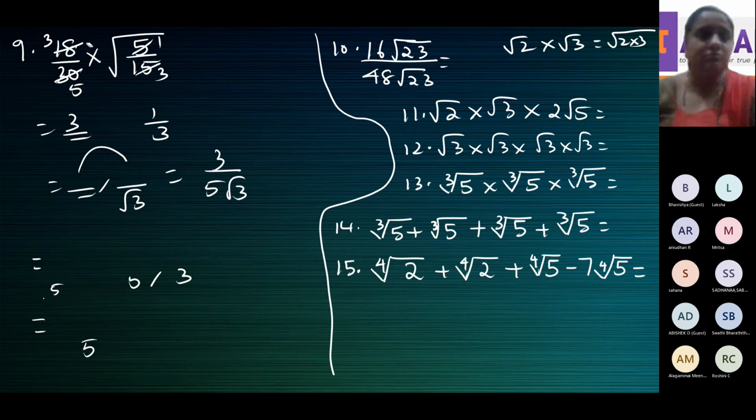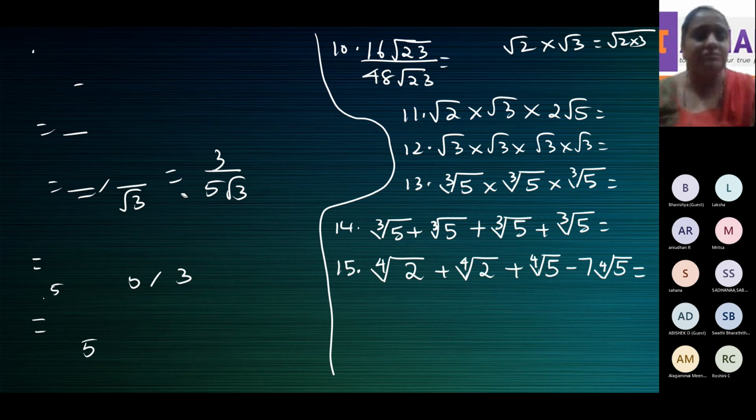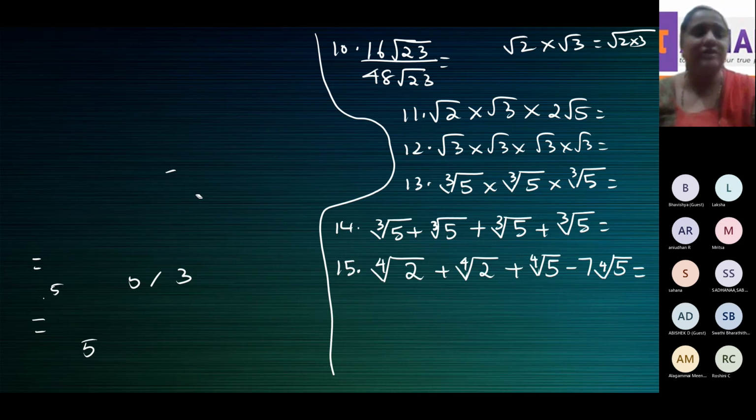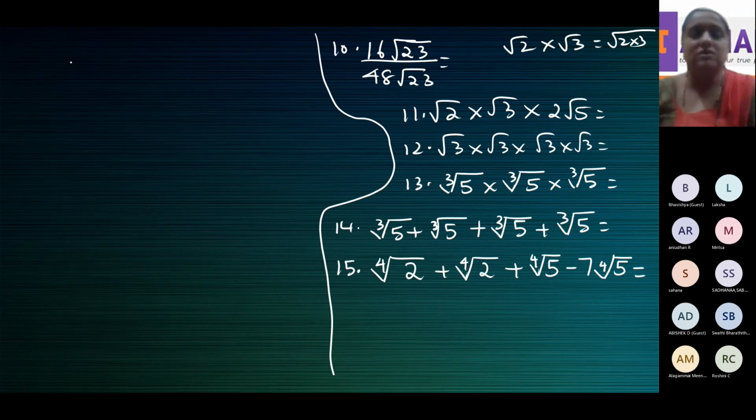Next one. What's the answer? 1 by 3? Yes, ma'am, 1 by 3. Square root of 23 and square root of 23 get cancelled. 16 by 48 is 1 by 3. 16 ones are 16, 3s are 48. 1 by 3.